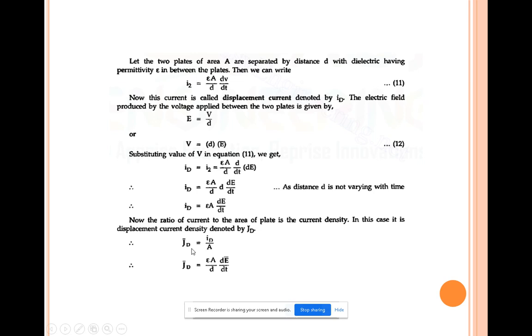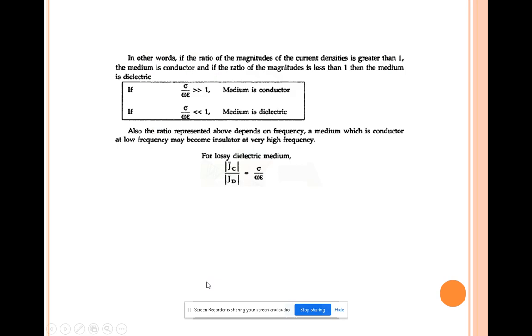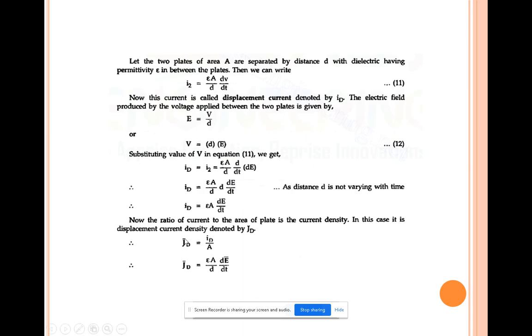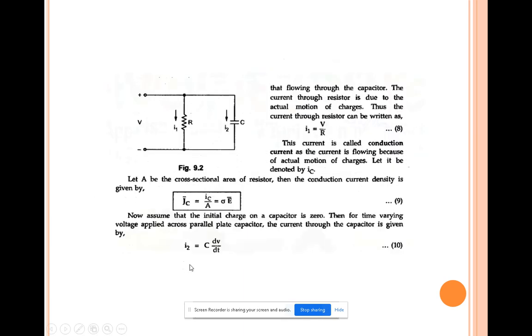Now we write the current density element for displacement, that is JD vector equal to ID by A. The ratio between current and area gives the current density. This displacement current density is equal to ID by A. If we take the value of ID in this equation, we will get this step. This is the displacement current.